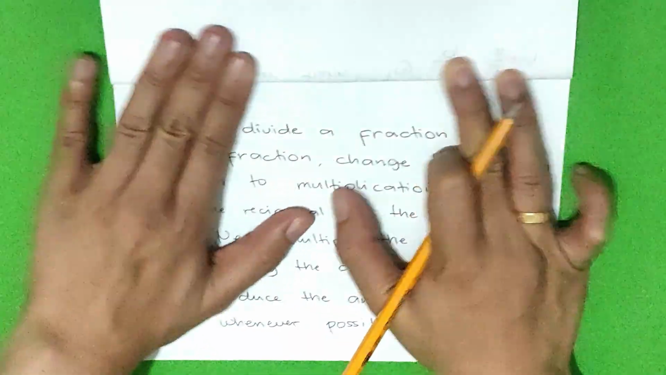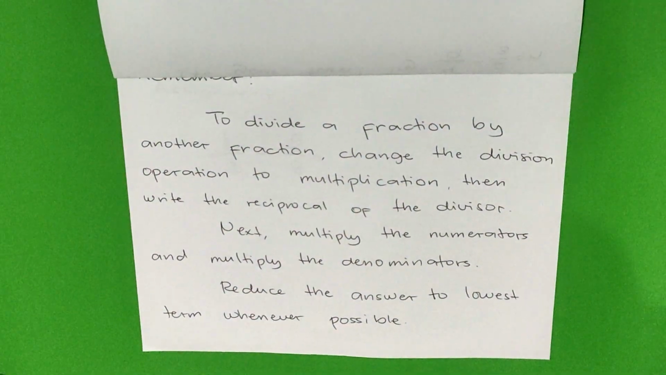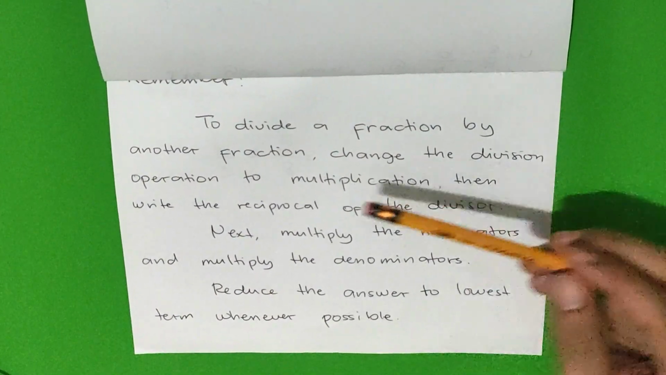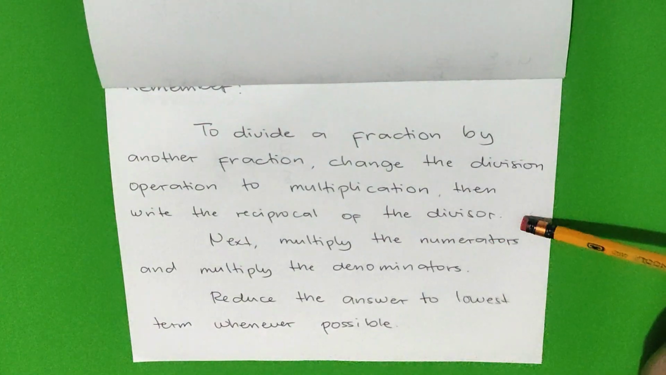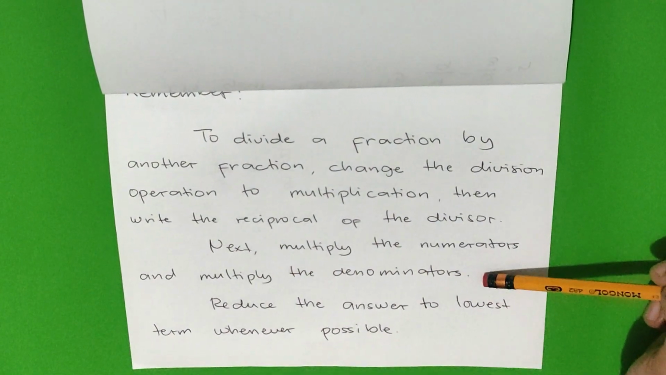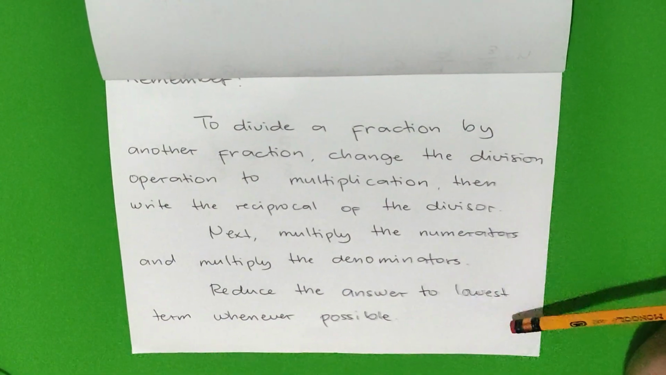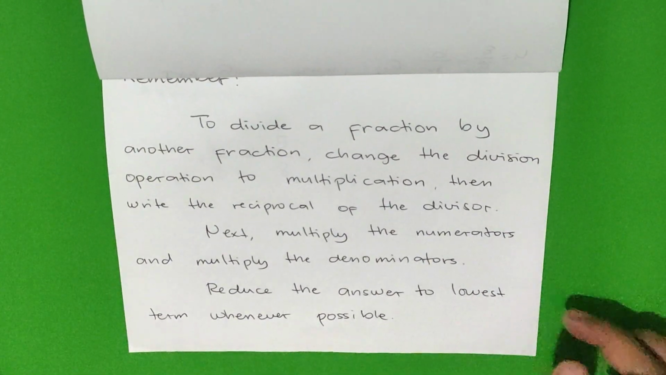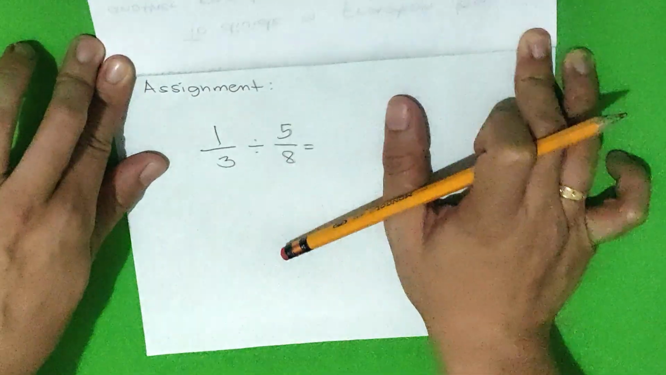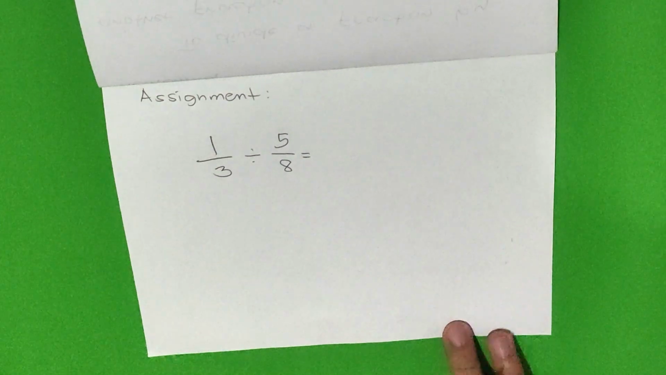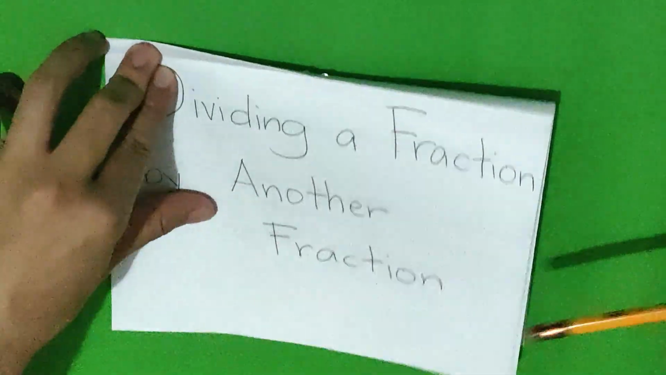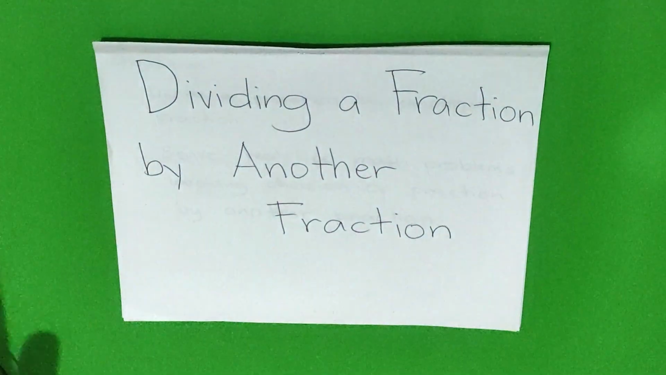So remember, to divide a fraction by another fraction, change the division operation to multiplication, then write the reciprocal of the divisor. Next, multiply the numerators and multiply the denominators. Reduce the answer to the lowest term whenever possible. For your assignment, answer 1/3 divided by 5/8.